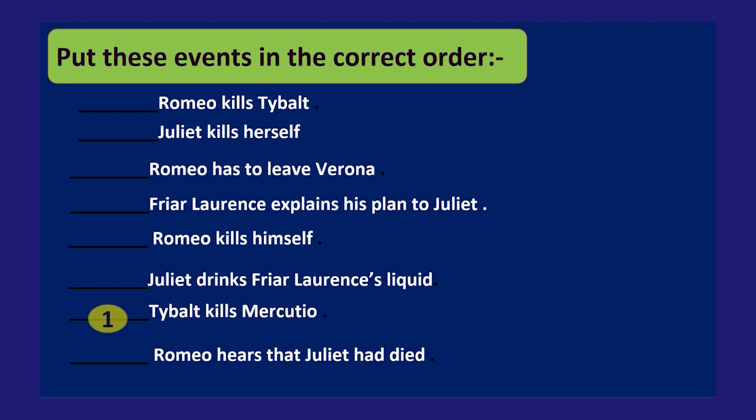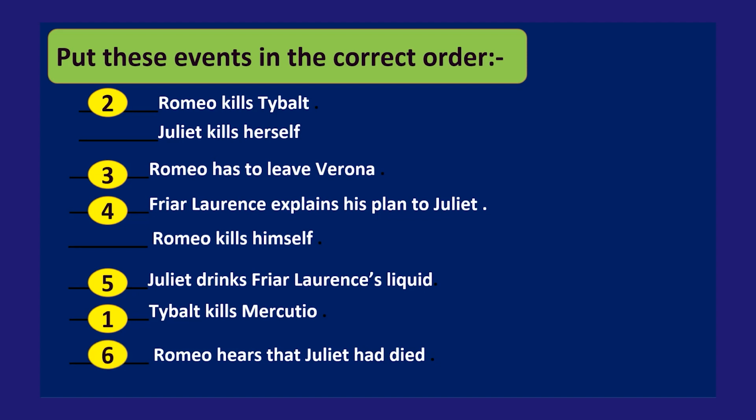Number 1 will be, oh, very good. Number 1, Tybalt kills Mercutio. Yes. Number 2, Romeo kills Tybalt. 3, Romeo has to leave Verona. Number 4, Friar Lawrence explains his plan to Juliet. 5, Juliet drinks Friar Lawrence's liquid.